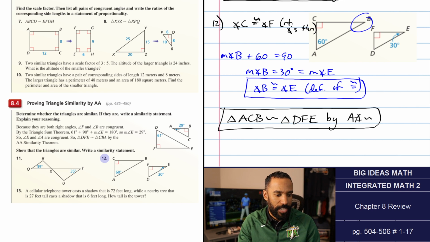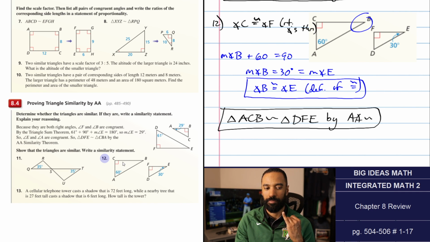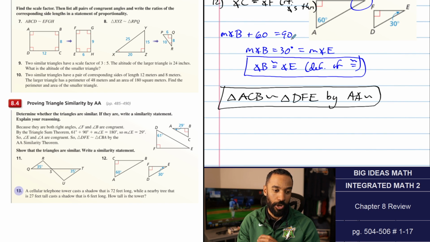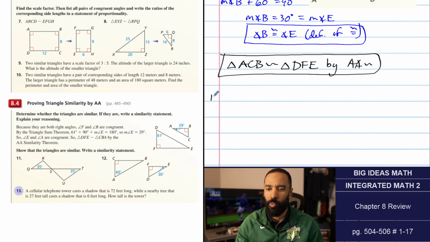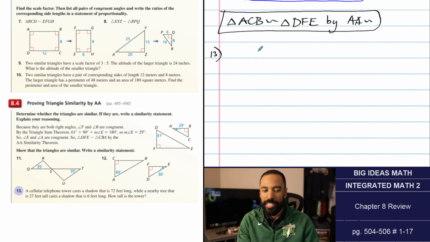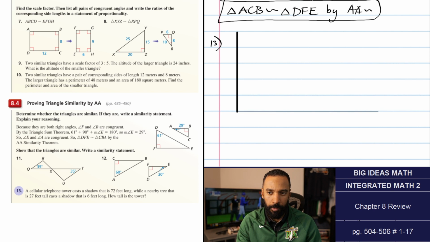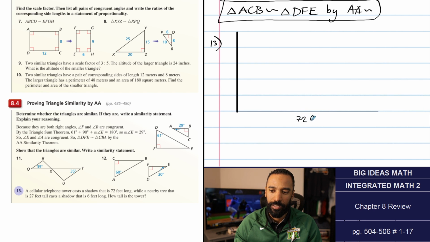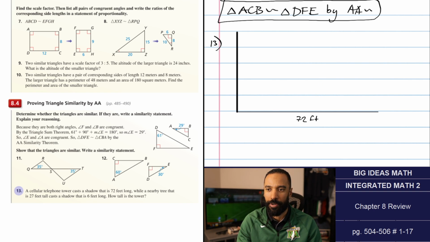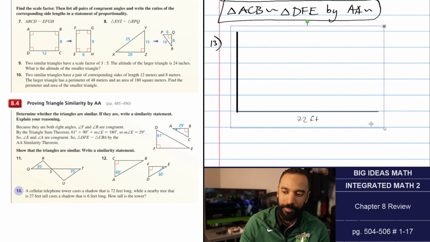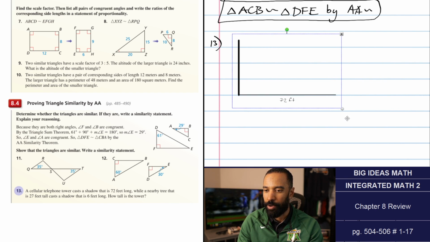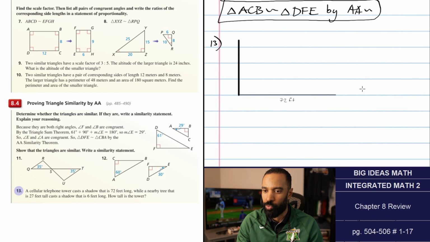Okay. Number 13. A cellular telephone tower casts a shadow that is 72 feet long. Ooh, I gotta draw this. This is definitely one of those when in doubt, draw it out kinds of problems. A cellular telephone tower right here casts a shadow. Here's the ground. The ground will be the shadow. Casts a shadow that's 72 feet long, while a nearby tree that is 27 feet tall casts a shadow that is 6 feet long. How tall is the tower? Let me shrink this tower. All right. There's the tower, and here's the nearby tree.